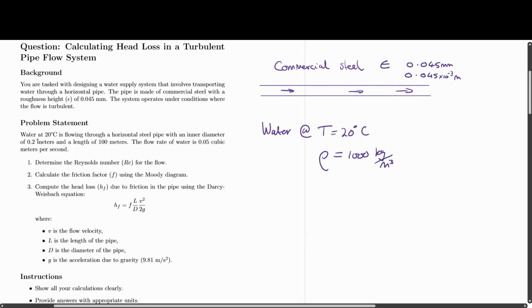The inner diameter of the pipe is going to be 0.2 meters, and we have a 100-meter length of pipe. We're given the flow rate to be 0.05 meters cubed per second. Okay, so the steps we're going to take to solve this problem.